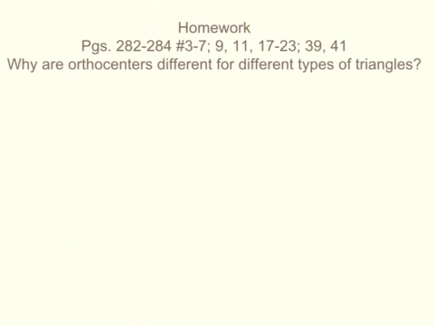Okay, that's all the examples. So your homework tonight, pages 282 to 284, numbers 3 through 7, numbers 9, 11, 17 through 23, and 39 and 41. Don't forget to answer that question on Edmodo, why are orthocenters different for different types of triangles? And to kind of help you with that, if you look on page 281, that might help you answer that question.